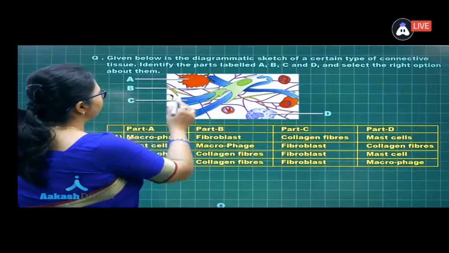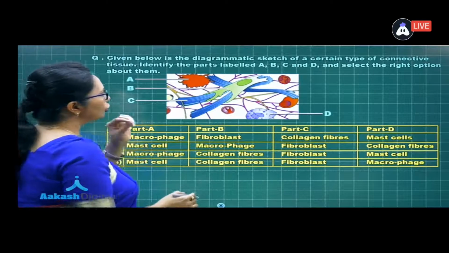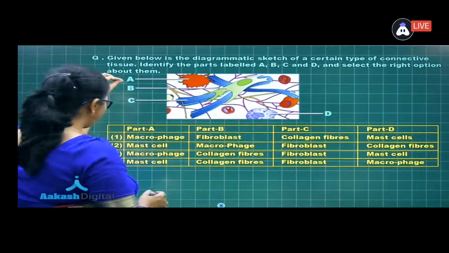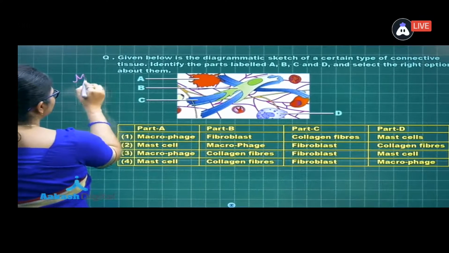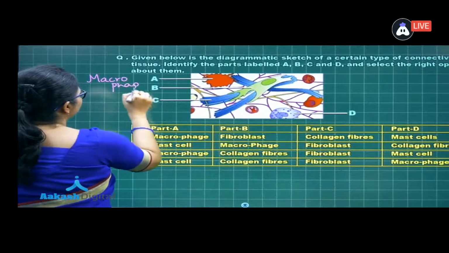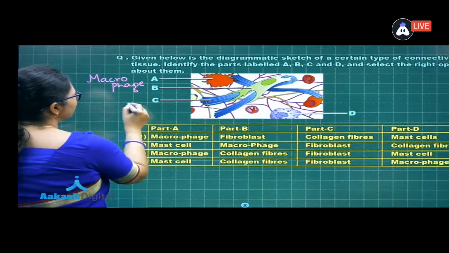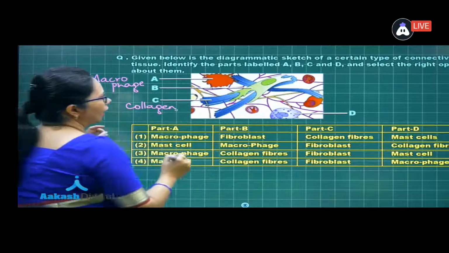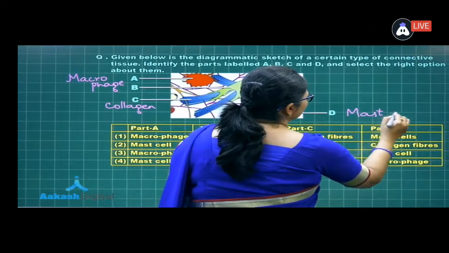Now let us see A. This is a highly irregular cell with a number of pseudopodia arising from it. So that means A is a macrophage. So we can start mentioning it here. This one is a macrophage. B is a fibroblast. C is collagen. And D, this one is the mast cell.